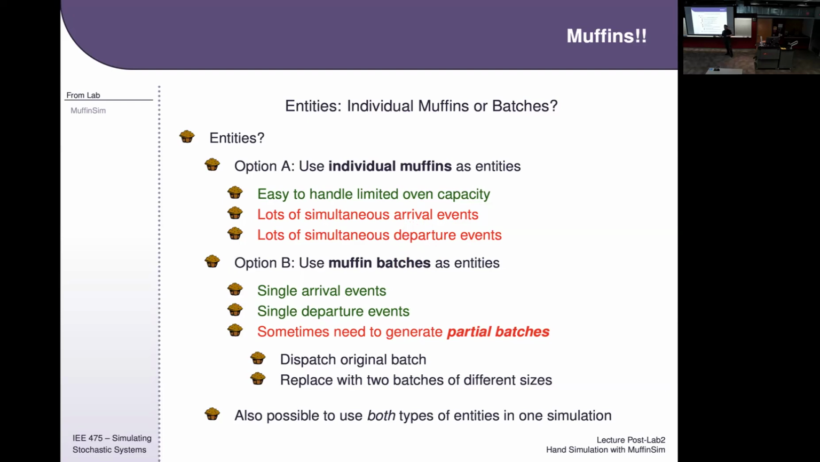In that case, rather than modeling each muffin as an entity, we might choose to model batches of muffins as entities. That way you only get one batch arriving at a time.